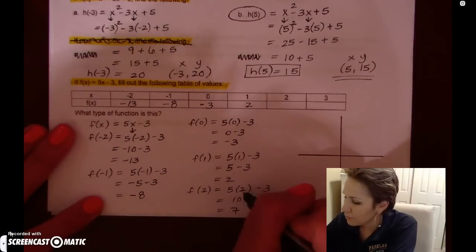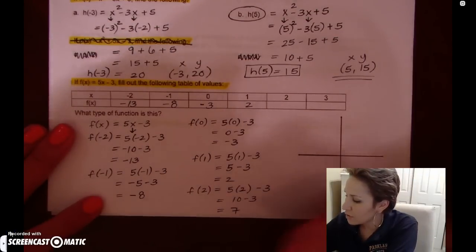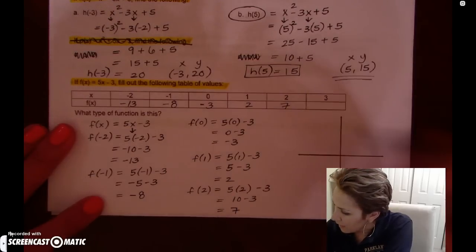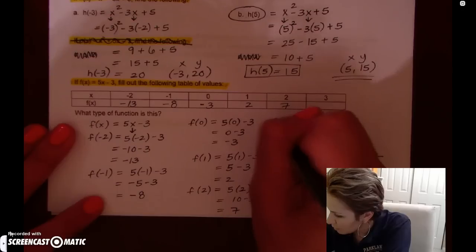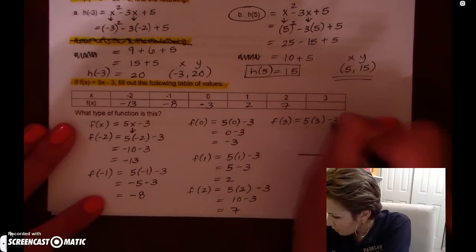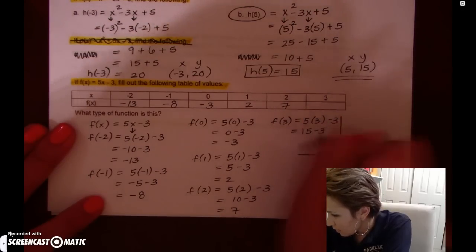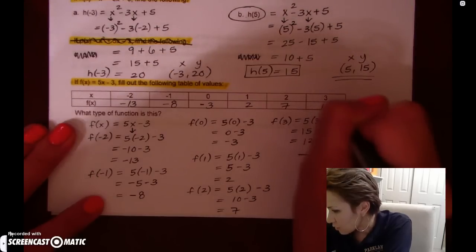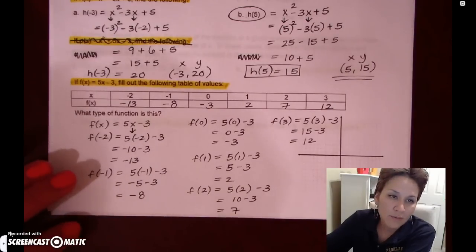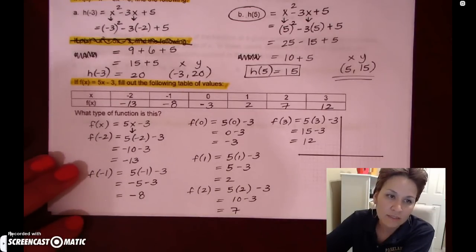So f of 2, when you plug in 2 into the equation, you end up getting 10 minus 3, which gives you 7. And then the last one, hopefully you guys already beat me to it. F of 3 means 5 times 3 minus 3 gives you 15 minus 3, which just turns into 12. You're going to plot the points on that graph. Tell me what type of function this is.